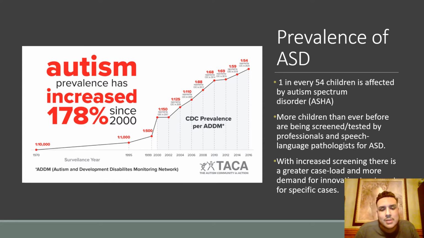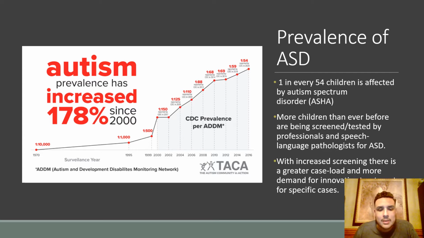A lot of the times these children were not characterized as being autistic, but rather as having learning disabilities or communication disabilities. This led to a lot of discourse within the community, and since then there has been an increase in testing, and so now we see this figure of 1 in every 54 children.